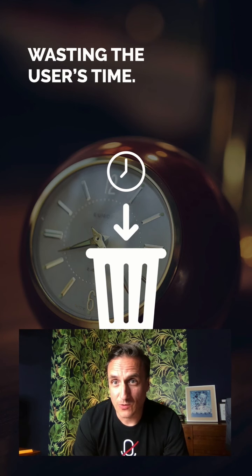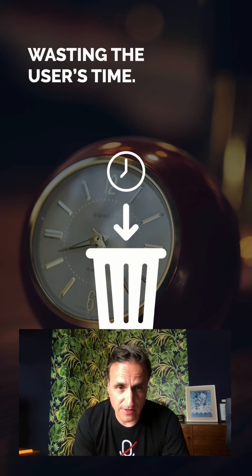So, yeah, wasting the user's time. I mean, some of the earlier points sort of touched on this already, so it all comes down to not wasting the time of the user, because time is something users cannot buy, no matter how rich they are.